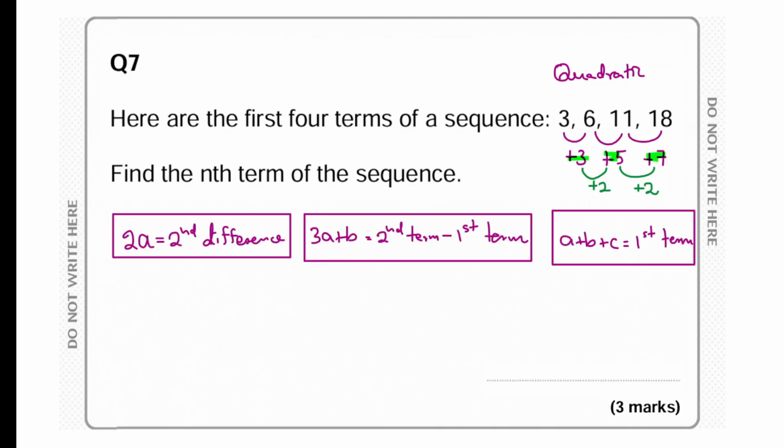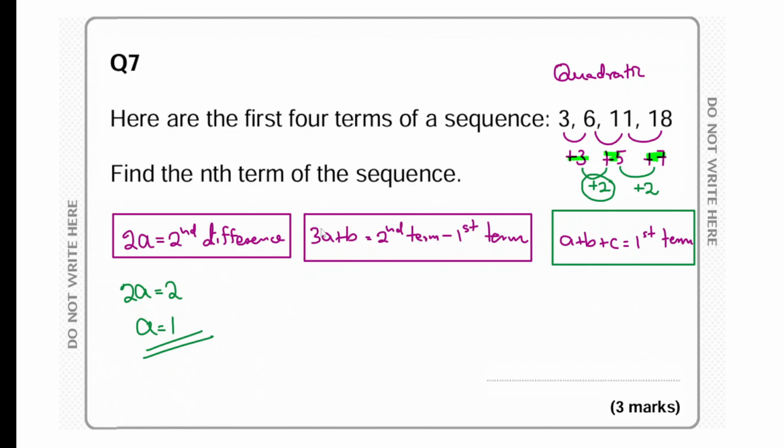They are: 2a is the second difference; 3a add b is the second term take away the first term; a add b add c is equal to the first term. Now let's see how to use this to get the answer. So 2a is the second difference. Now where's the second difference? The second difference is here. So let's make this 2a is equal to 2. Obviously a is equal to 1.